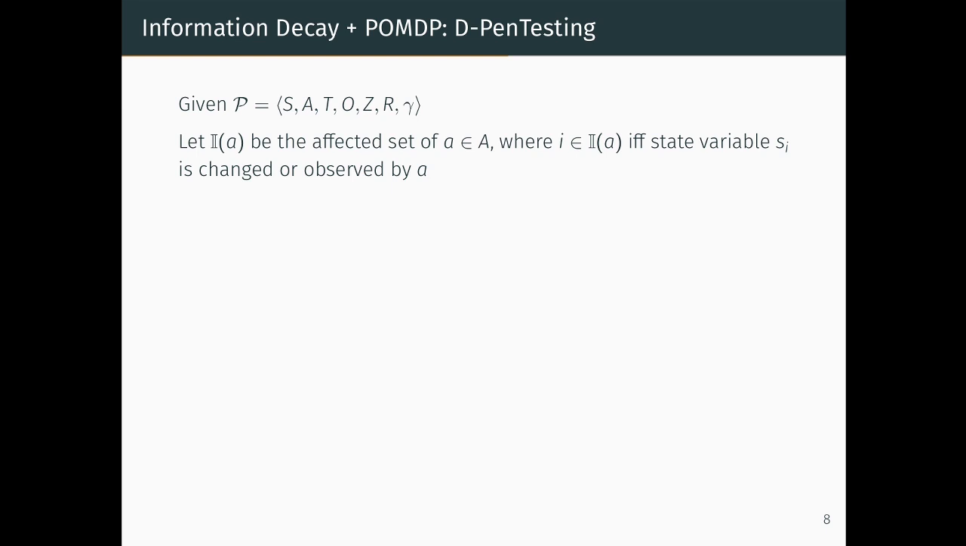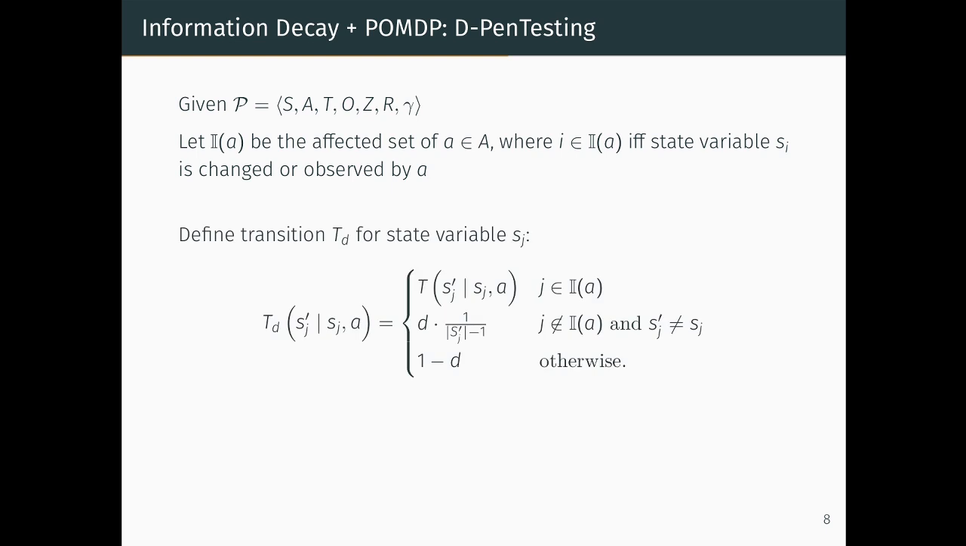Firstly, let capital I be the set of state variables changed or observed by a given action. We then define the D pen testing transition function case-wise for a given state variable. If the state variable is affected by the action, then the transition is unchanged from the original. Here we are assuming that the defender cannot respond to the pen tester's action immediately within the same time step. If the state variable is not affected by the action, then its value will transition to a mitigated value with probability D, distributed across the possible mitigated values.